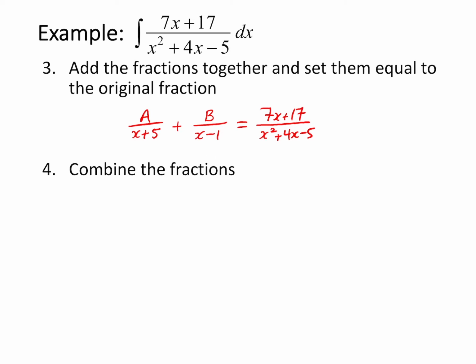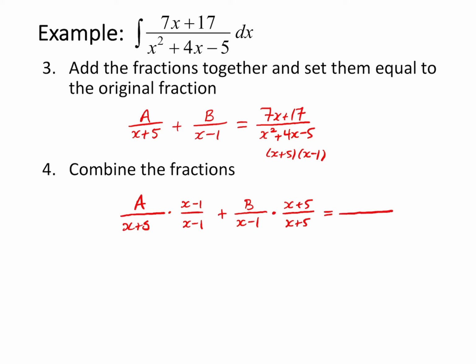Now we're going to combine those fractions on the left side. Using algebra to combine those fractions, we need a common denominator for these two fractions, and that common denominator is going to be this x squared plus 4x minus 5, or x plus 5 times x minus 1. For our first fraction, if we want to have that as a common denominator, we'll need to multiply it by x minus 1 over x minus 1. For the second fraction, to have that common denominator, it already has the x minus 1 in its denominator, so we'll have to multiply it by x plus 5 over x plus 5.